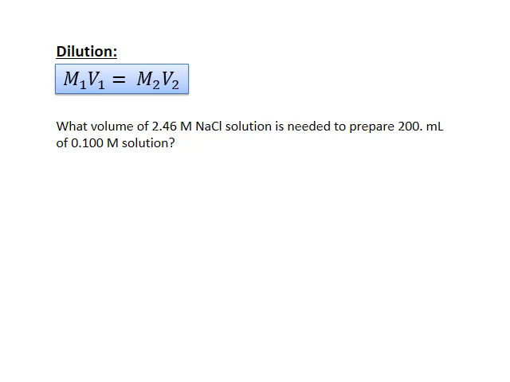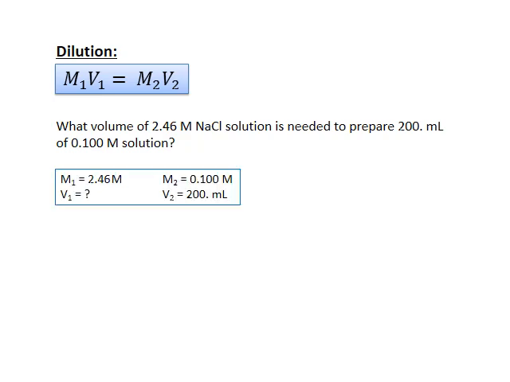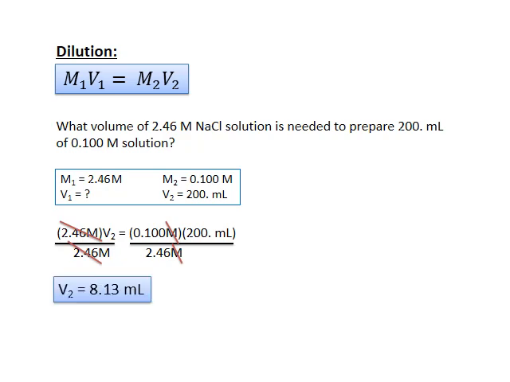Okay, so what volume of that 2.46 molar solution is needed to prepare 200 milliliters of a 0.1 molar solution? So I know my M1. I don't know how much the volume 1 is, but I know what M2 and V2 are. So I'm going to tabulate everything, plug it in. I want to isolate the variable that I'm interested in. In this case, it's V1. So if I divide both sides by 2.46, things cancel out, and I end up with 8.13 milliliters.